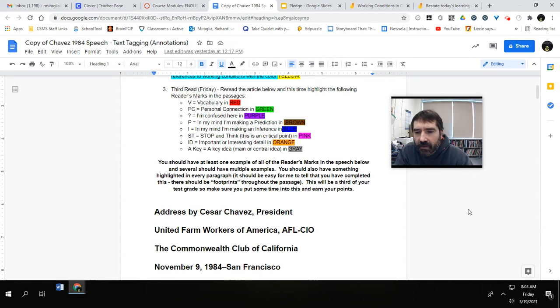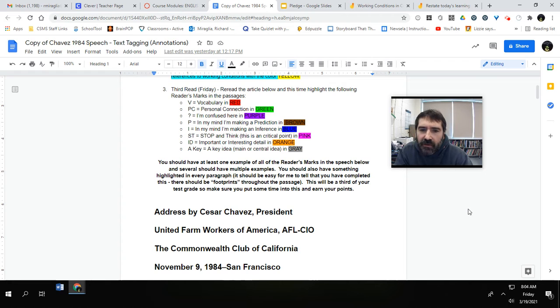The vocabulary in red could be a word you don't know or a word that you feel is important. Personal connection in green. If they talk about grapes and you've ate grapes before, you highlight it. If you're confused with something, purple. Maybe there was a name. Maybe there was a statement that's confusing to you. Brown is prediction. When you're reading something, you say, oh yeah, I think this is going to happen. Prediction. For now, you're just highlighting the color.